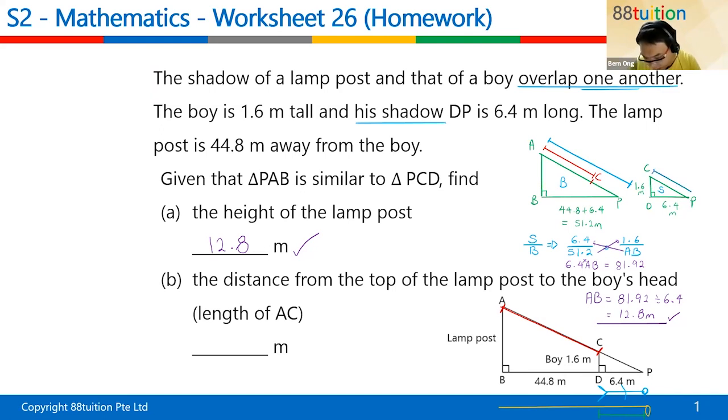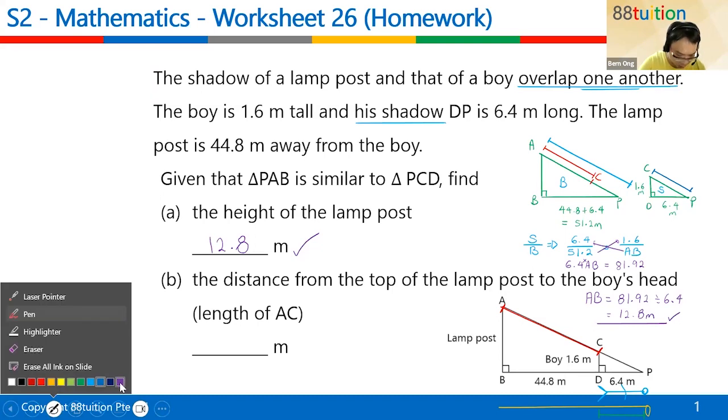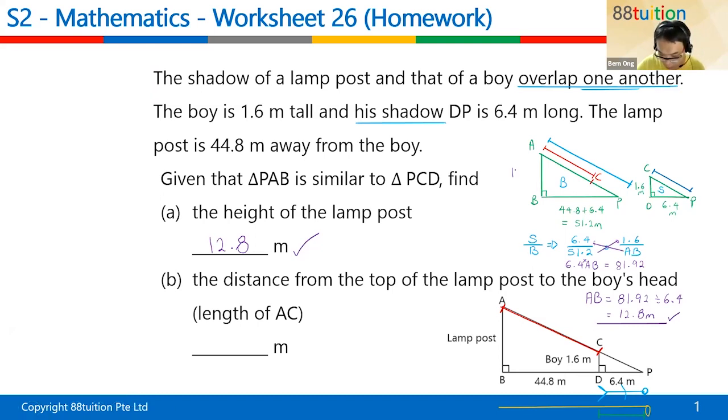Can you see now? You must at least have an idea. You want to find AC, the top of the lamppost to the boy's head. So how do you find AC? You need to find AP minus CP, correct or not? So that's the idea. Once you have the idea, you can go ahead and do it.